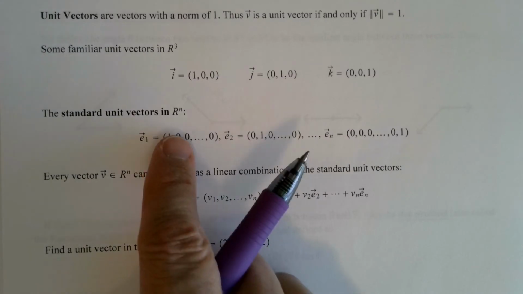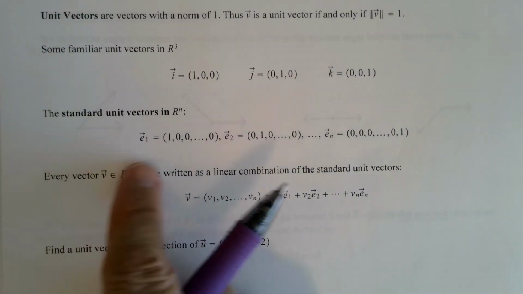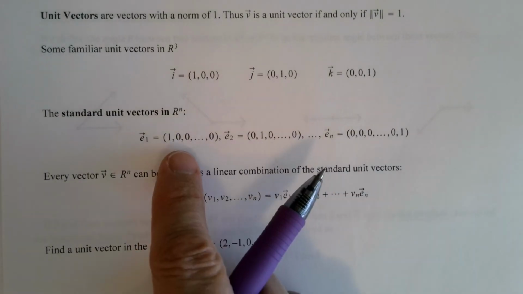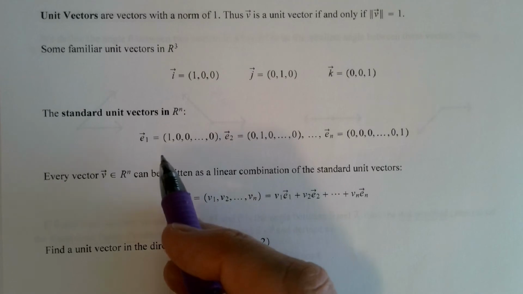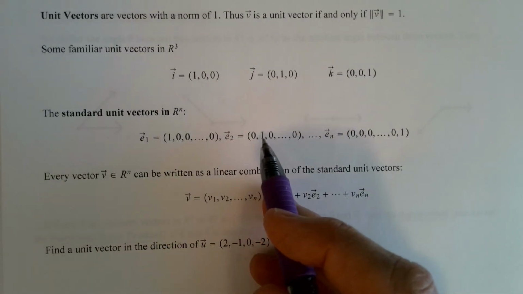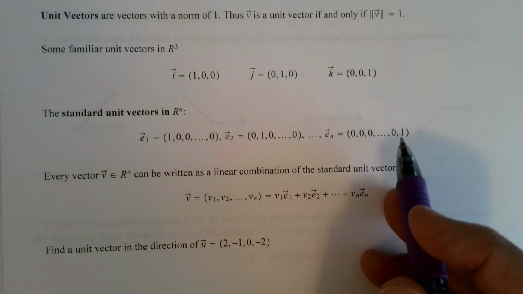Now in n space, we have the extension of these unit vectors. The standard unit vectors, or sometimes called the standard basis, we'll see later, in n space are these n vectors. And you notice the first one has a 1 in the first component and zeros everywhere else, and then a 1 in the second component, zeros everywhere else, and so on until we get to the last one with a 1 in the nth position.